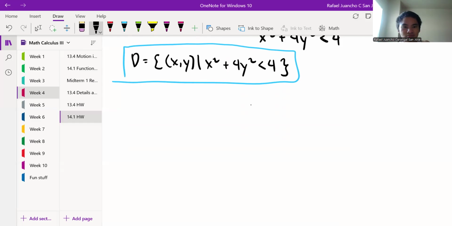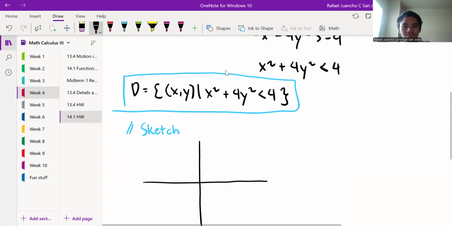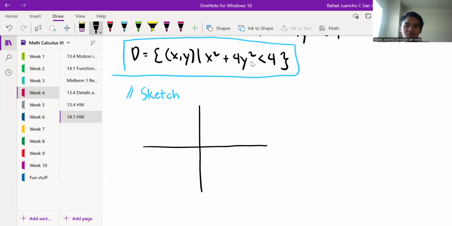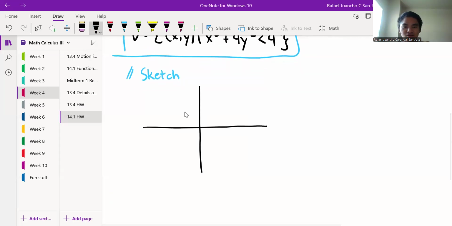And then from here we can draw. Now we sketch. So how do I do this? Well, my domain is this, right? x squared plus 4y squared is less than 4. It's probably some ellipse. Not sure how it should look. Maybe like this, but this is just a guess. And it's less than 4, meaning it should be inside that thing.